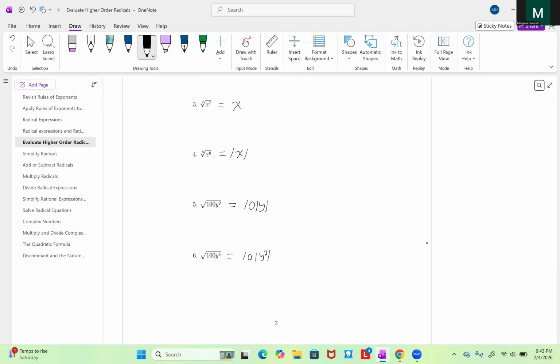However, y squared is always positive. So we don't need to put the absolute value around it. If y is a negative number, y squared is positive. If y is a positive number, y squared is positive. So it doesn't need the absolute value. So we can just drop the absolute value and it becomes 10 y squared.